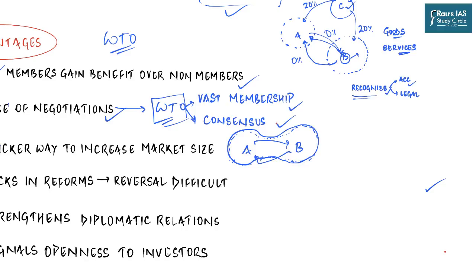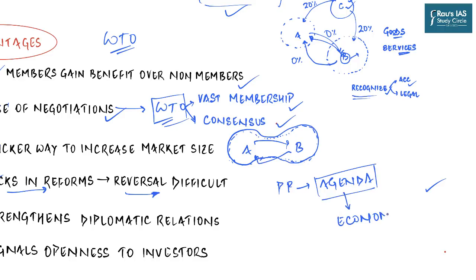Then the next biggest advantage of free trade agreements is that they lock in reforms. And they lock in reforms in such a way that reversal of a particular economic policy or a set of policies becomes very, very difficult for national governments. To make this point clear, you'll have to understand that political parties have an agenda because of which they try to capture power. And a part of the agenda also includes economic policy.